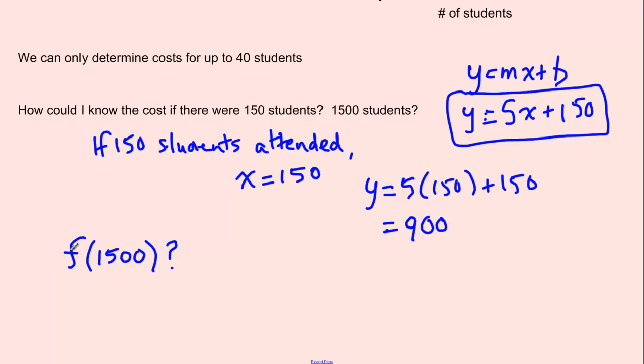What does the function equal when x is at 1,500? That's interesting. That's a really easy way to read it. What does the function equal when x is 1,500?